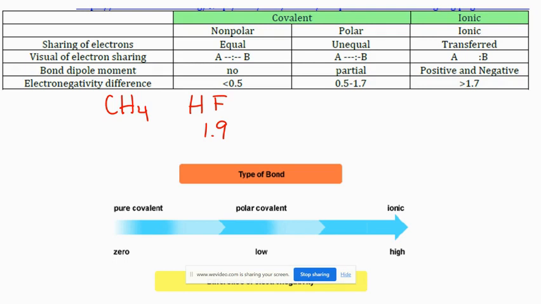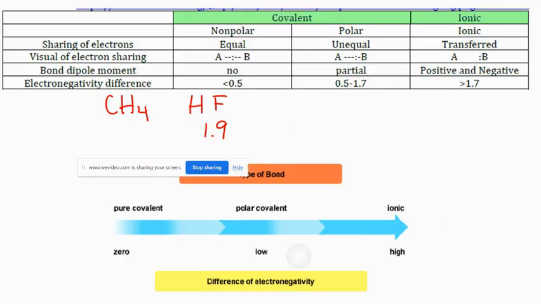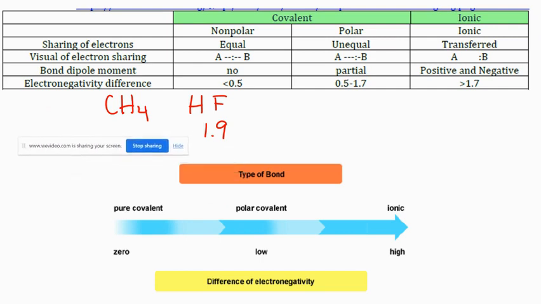Like I said, this is all a continuum here, as you move through. So type of bond as you move through different amounts. Good? All right.